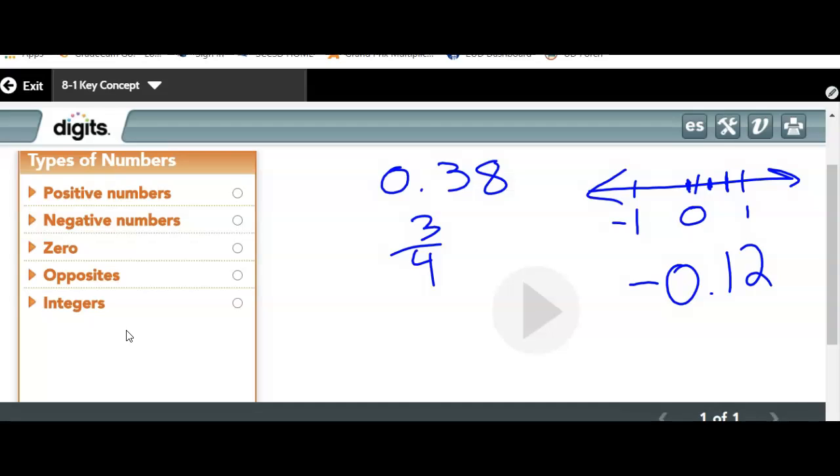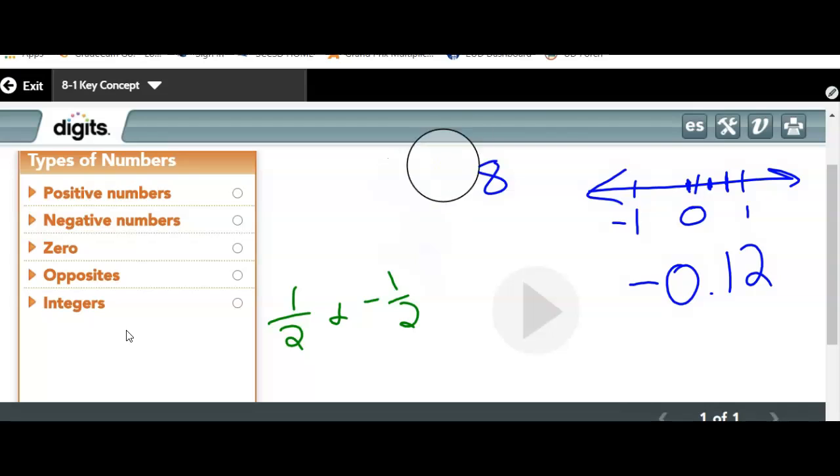Nathan, what's just an example of an integer? One, negative one. One is a positive whole number. Would we agree? Okay. Its opposite is negative one. They are both integers. Ian, what's another one? Two and negative two? Okay. 10, negative 10. Jay? One half and negative one half. Okay. It's a good one to go over. One half and negative one half.